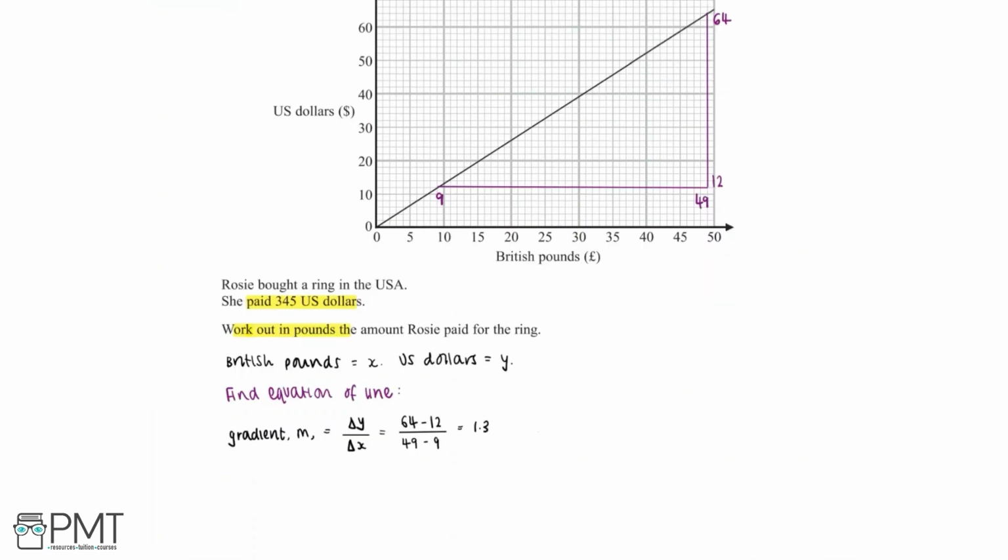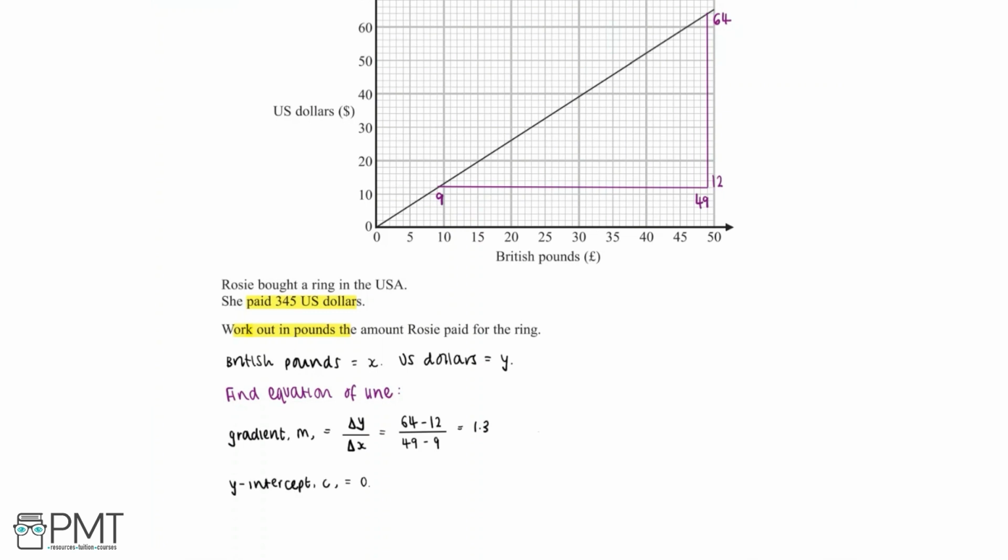The next piece of information that we need in order to find the equation of the line is the y-intercept of the line. The y-intercept is the point at which the line touches the y-axis. Now on our graph, we can see that our line crosses the y-axis at the origin, which has the coordinates 0, 0. And so we can say that the y-intercept c is equal to 0.